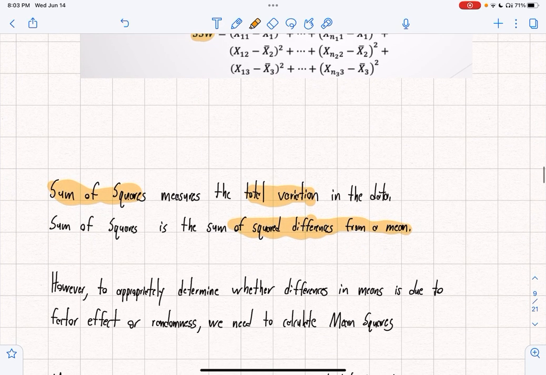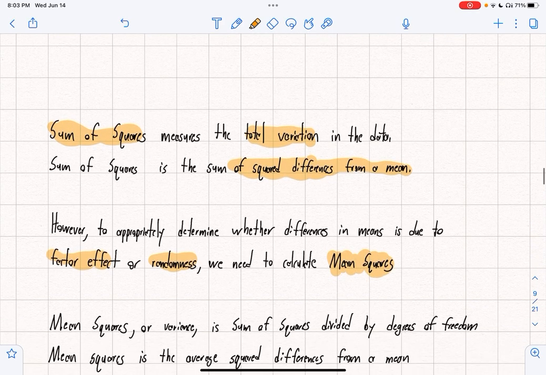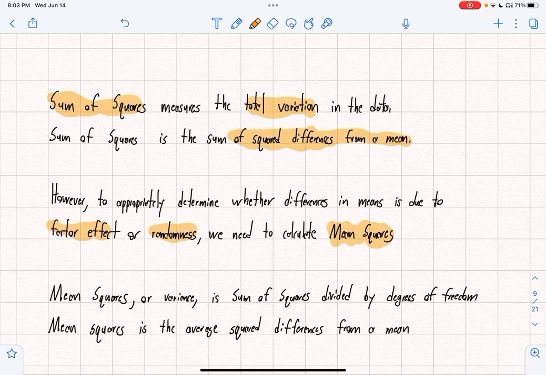However, to appropriately determine whether the difference in means is due to the factor effect or randomness, we need to calculate the mean squares. So for the mean squares, we're now switching terminology from variation to variance. It's just the sum of squares divided by their degrees of freedom. So the mean squares represent the average squared deviations from a mean.